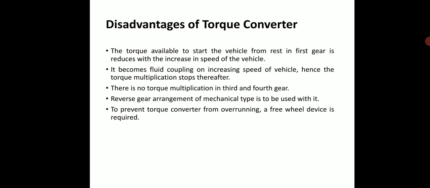Disadvantages of the torque converter: it is able to start the engine from rest when first gear is used, but the multiplication reduces with the increased speed of the vehicle. It becomes a fluid coupling as the vehicle speed increases. Hence, the torque multiplication stops. Therefore, there is no torque multiplication in the third and fourth gear. A reverse gear attachment of a mechanical type is used with it. To prevent the torque converter from overrunning, a free wheel is required.